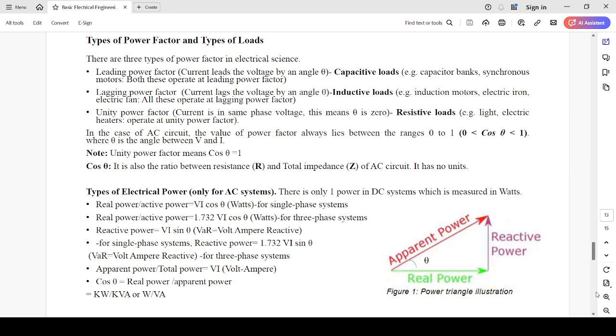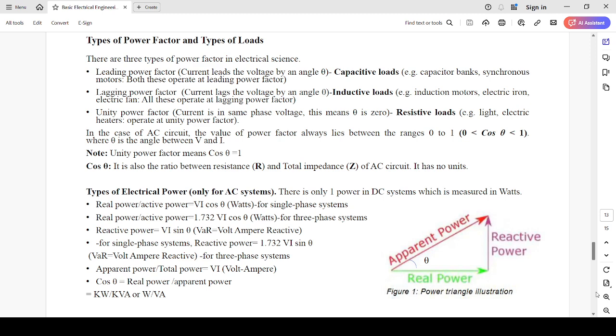Thirdly, we have the capacitive loads, where we have capacitor banks and synchronous motors, because they are used only for the improvement of power factor. That is why these capacitor banks and synchronous motors operate at leading power factor. Whereas induction motors and electric irons cause the low power factor, and that is why they are known as lagging power factor loads.